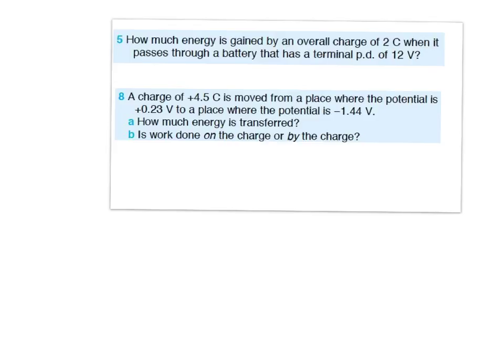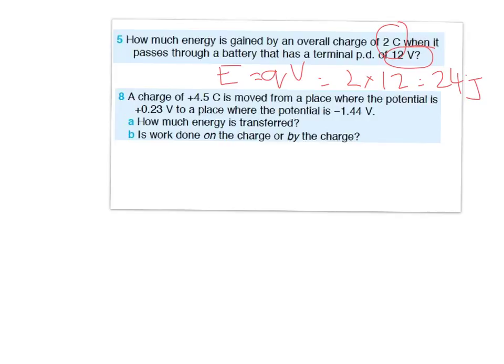How much energy is gained by an overall charge of 2 coulombs when it passes through a battery of 12 volts? Again, we're looking at E equals QV. 2 times 12 equals 24 joules.